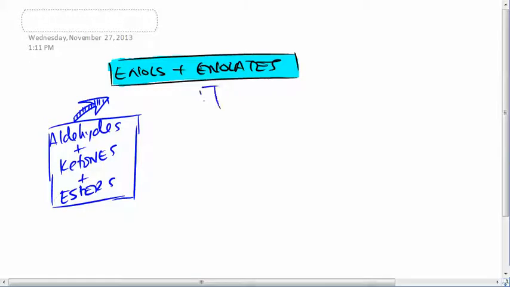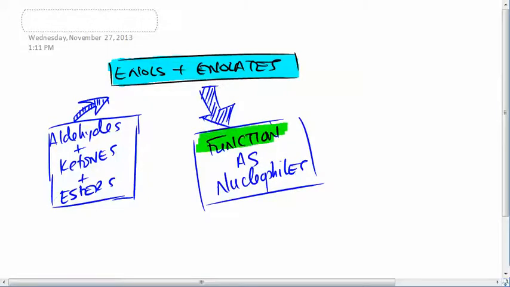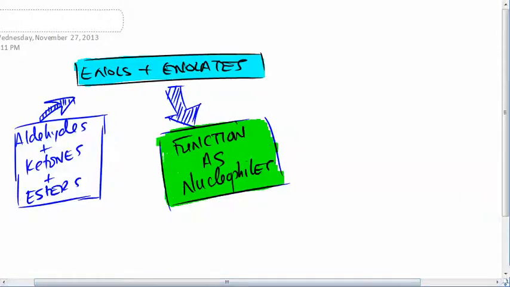Now, what are they going to function as? Nucleophiles. Yeah. The function is nucleophiles. So now notice that what we're seeing here is that we have an aldehyde or ketone or an ester. We can generate enols and enolates. Then those enols or enolates, we can interpret as functioning as a nucleophile. If we have a nucleophile and an electrophile, what will occur? It'll attack the electrophile. Perfect. So because they can function as a nucleophile, they can react with electrophiles.